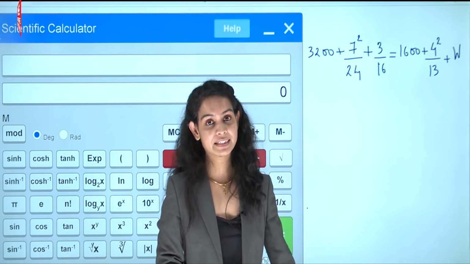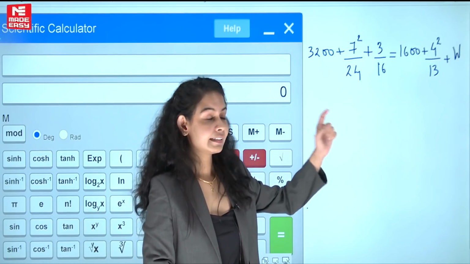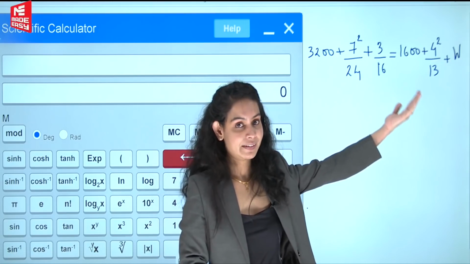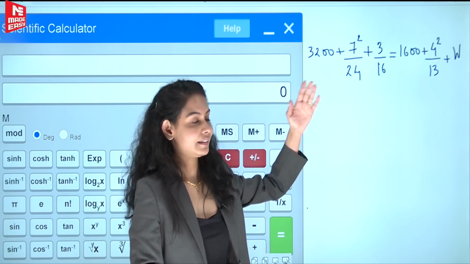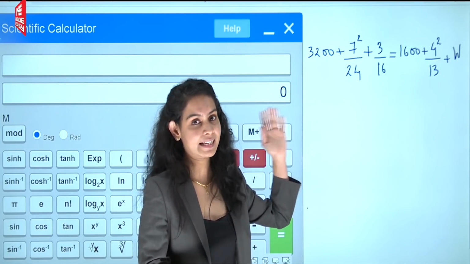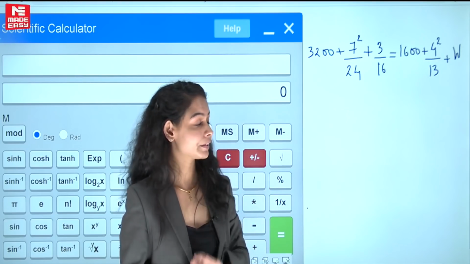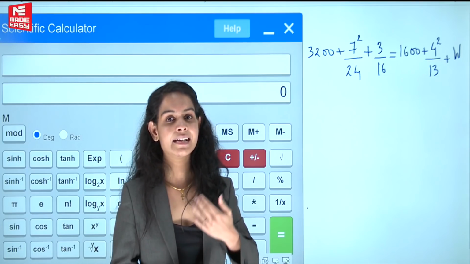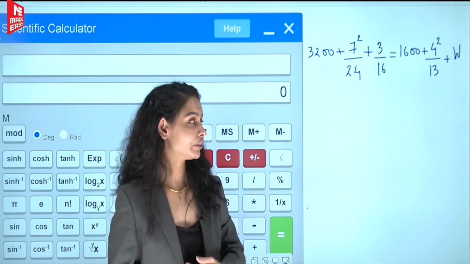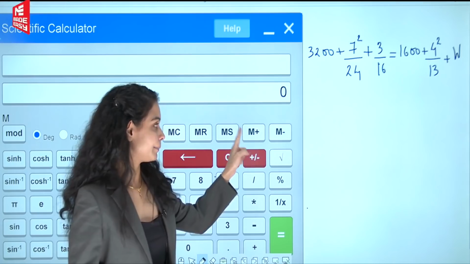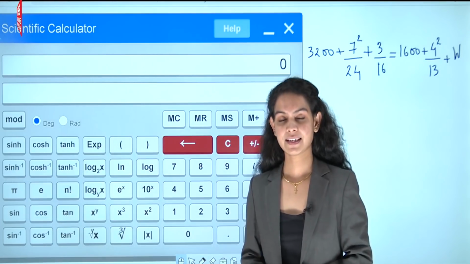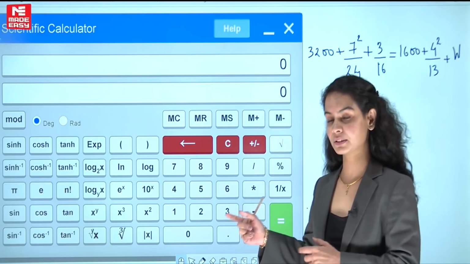You need to find the value of W. Again, a standard procedure will be to take all the terms from the right hand side to the left hand side, changing their signs and then doing the simple arithmetic operations. But to save time and to avoid writing anything on your rough sheets, you will again be using the M plus, M minus, MR buttons, that is the memory functions of the calculator. Now let's see how to perform this on a virtual calculator.